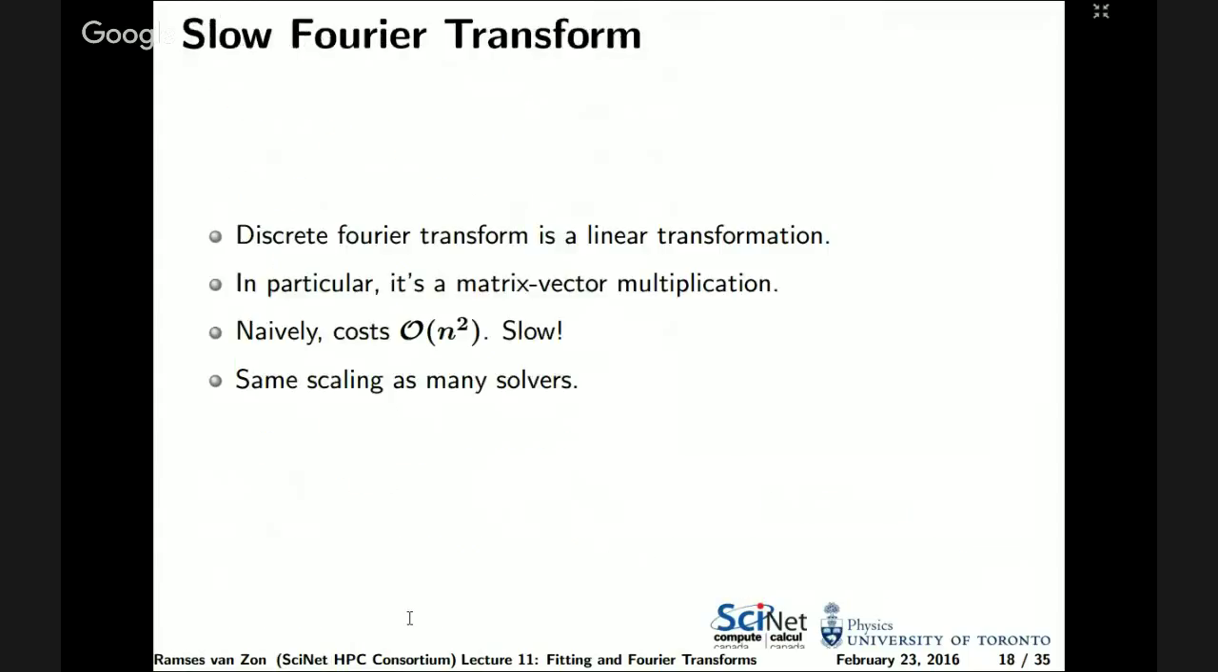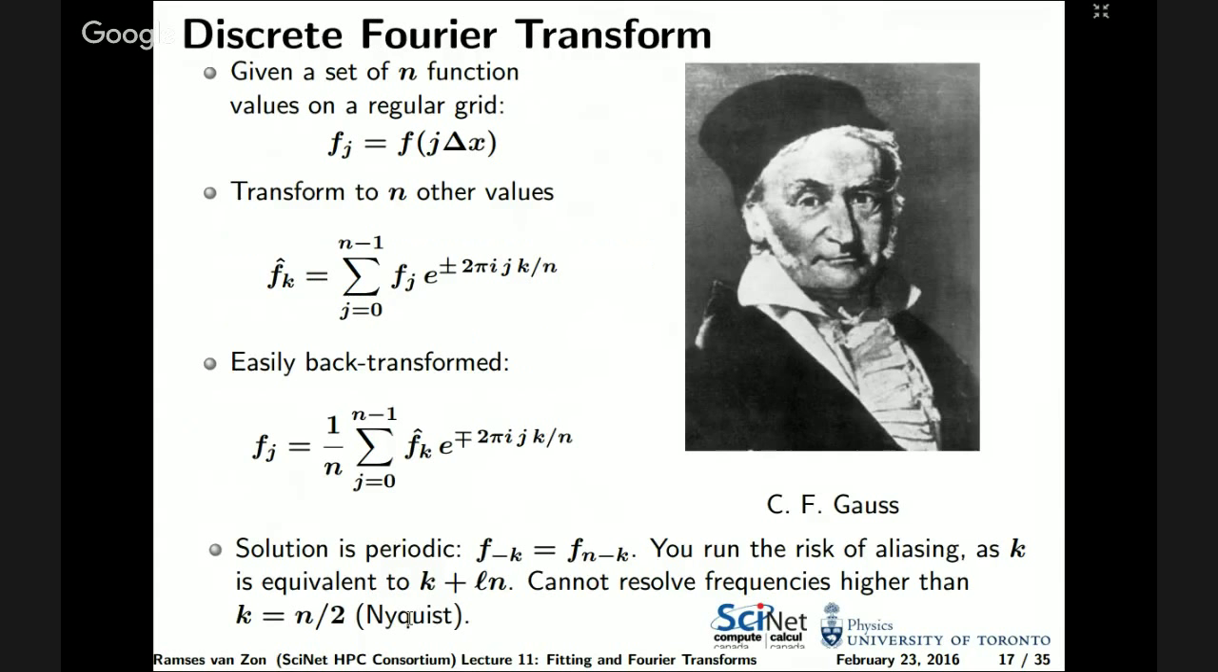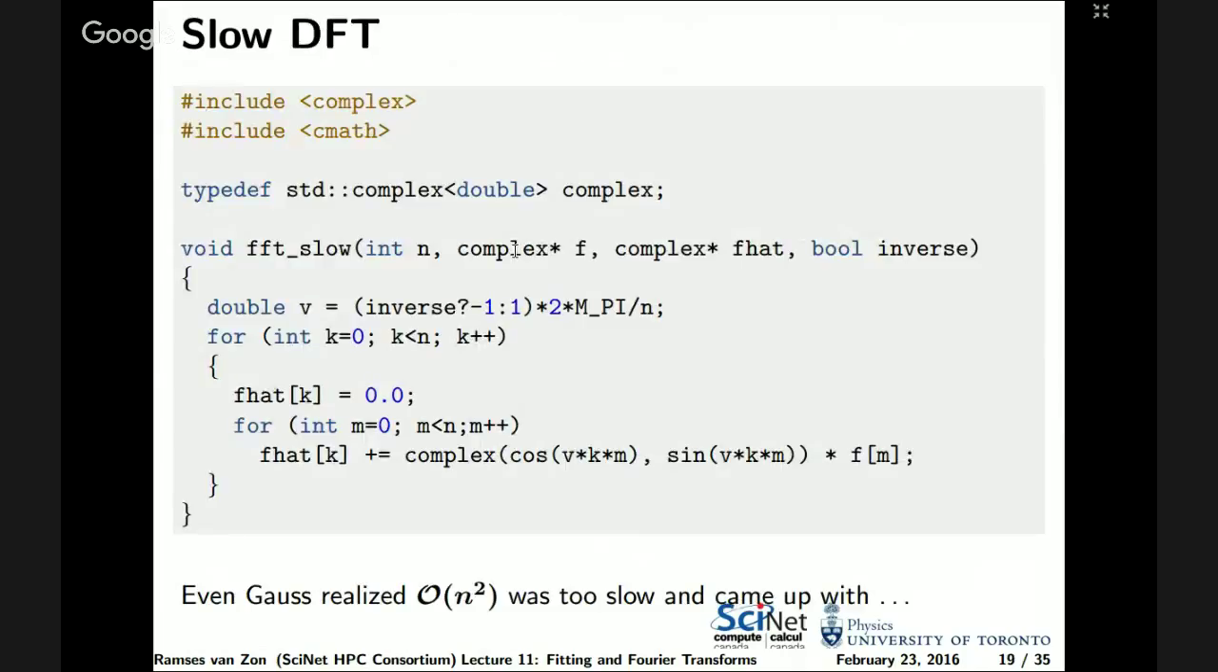Okay. So let's do a slow transform first. How would I go back and forth? How would I implement this fairly simple procedure, right? F hat k is just a sum over all my samples with this complex phase vector. Here it is. It's actually very simple to program in, especially using the complex number that's already in C++.